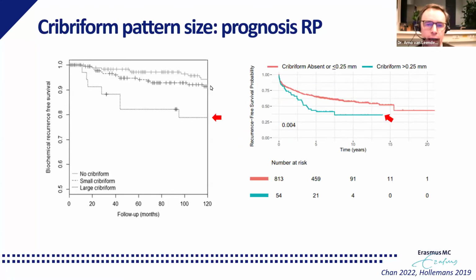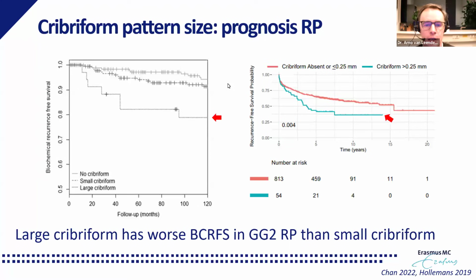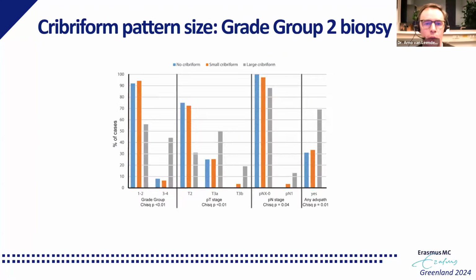But that's a radical prostatectomy. And obviously, we're mostly interested in biopsies because at that time, we can still use it for further treatment decisions. So what happens on biopsies? This again was a nice study from Dr. Greenland, and they looked at patients with grade group 2 biopsies, measured cribriform areas, and then looked at pathological features at the following radical prostatectomy.